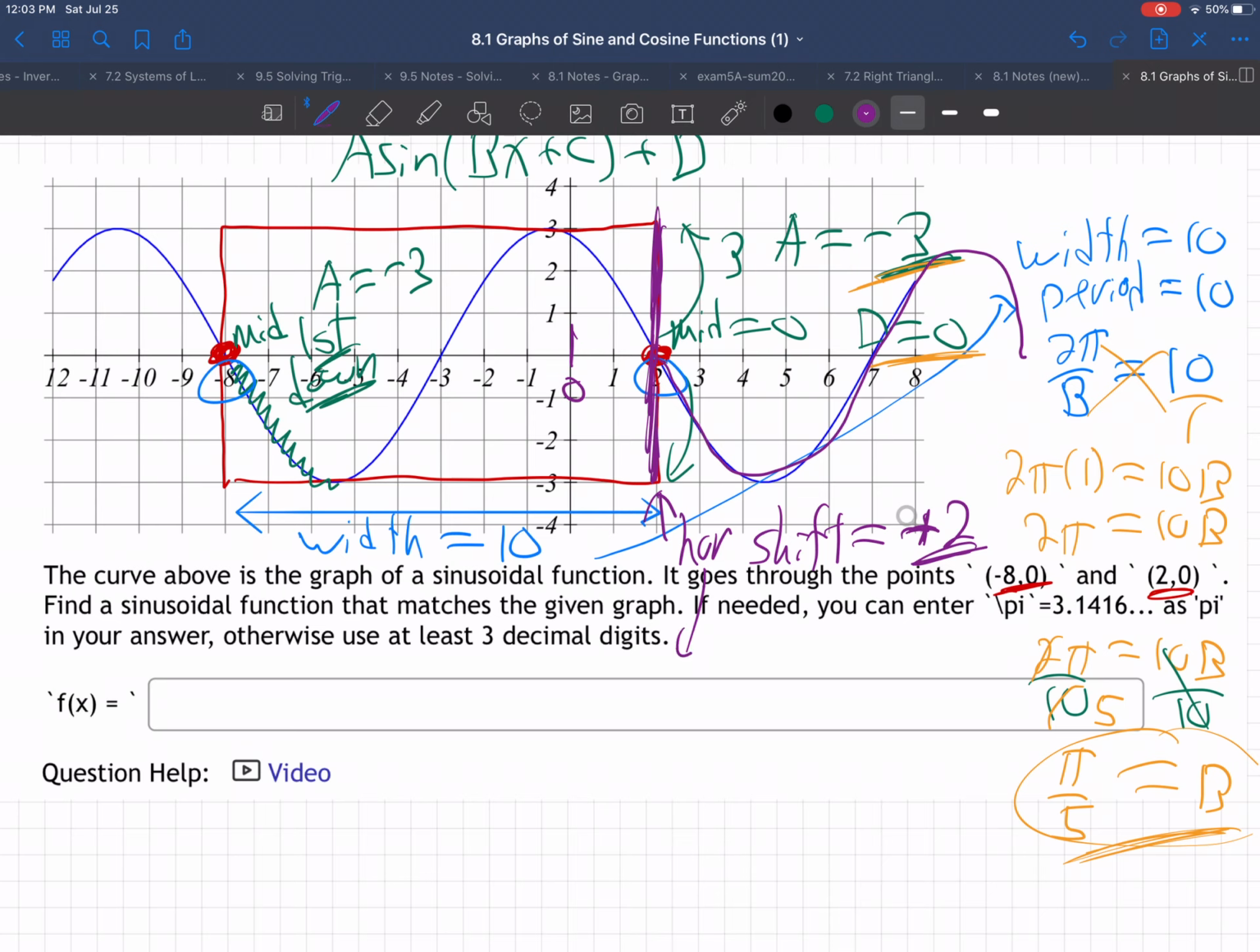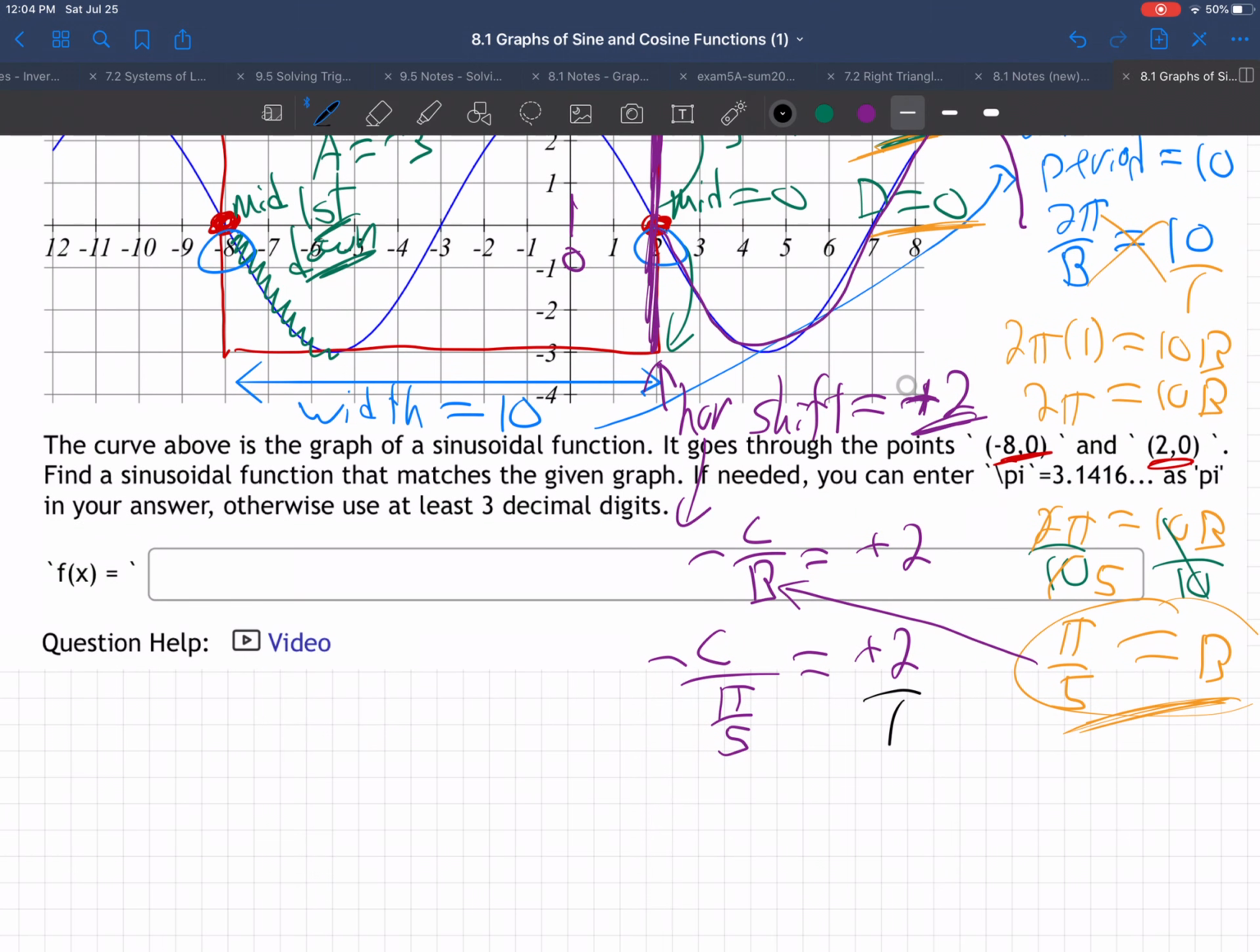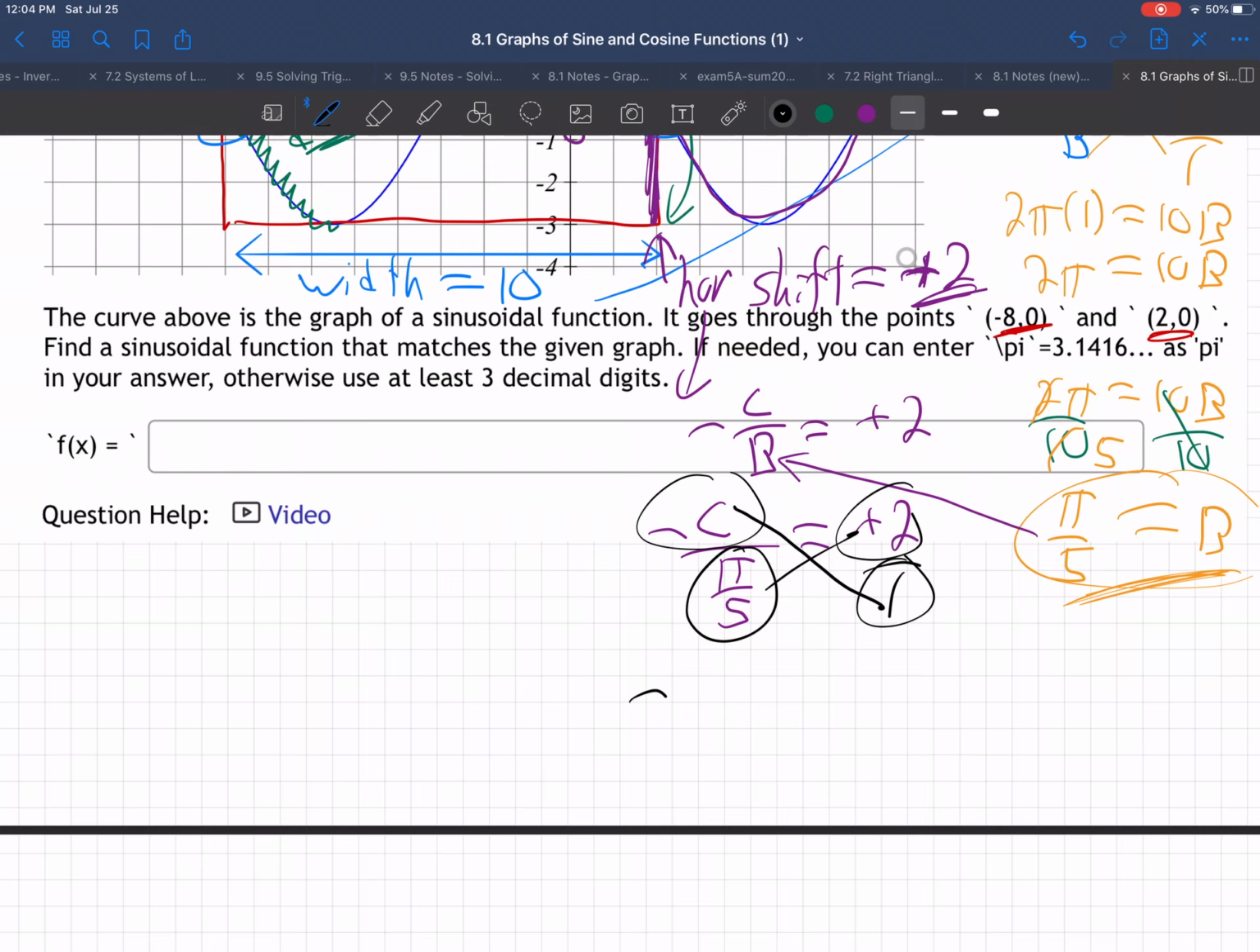All right, so then what does that mean? Well, the horizontal shift formula, let me just write it right here. The horizontal shift is negative c over b, and that's positive 2. That's the horizontal shift formula. We know b, plug your b in right there, so we get negative c over b, and b is pi over 5 equals +2. And now we need to solve this. You know how to put this over 1, diagonal, so this and this, these guys multiply, and these guys multiply, right? Negative c and 1. Diagonal, diagonal, so we get negative c times 1 is positive 2 times pi over 5.